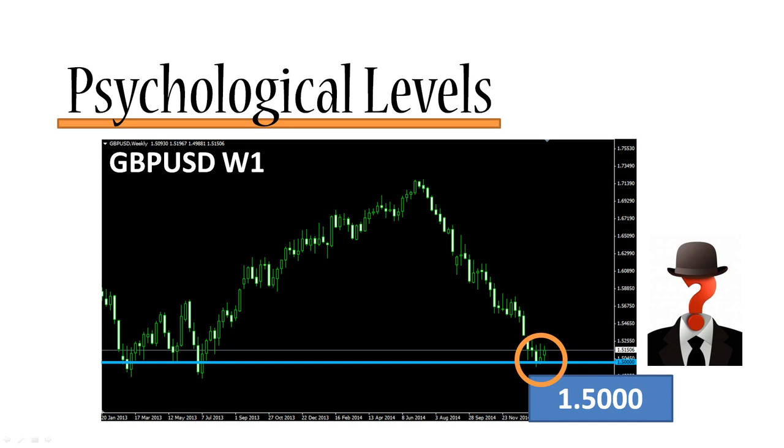In this particular case, you can see that the psychological level is also a historical level. And that's quite common with psychological levels, because they tend to be very significant throughout history. So back in January to July 2013, the price tested this psychological level 3 times. And as you can see, it was unable to cross it, and that's when a massive impulse happened and the price went upwards and reached somewhere around 1.7 American dollars per British pound. So now it's back here at 1.5000, and everybody's waiting to see what will happen.